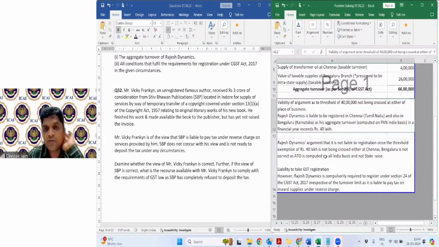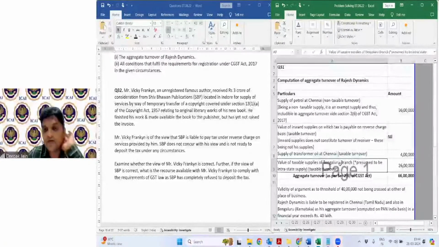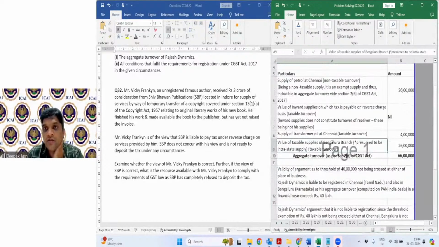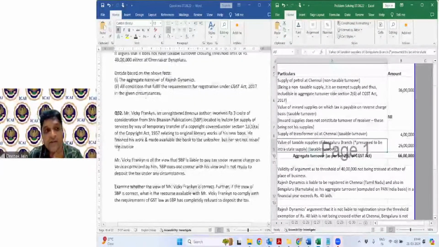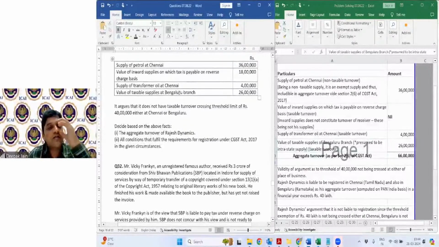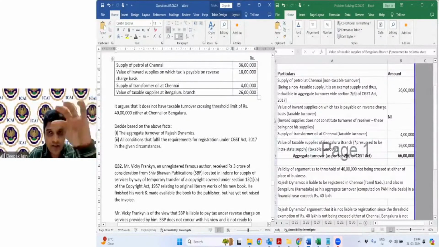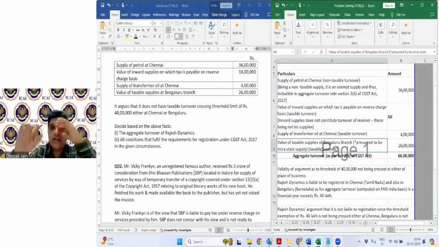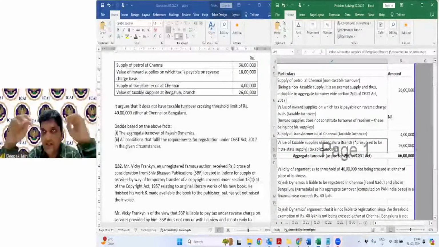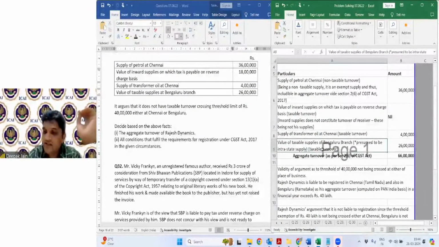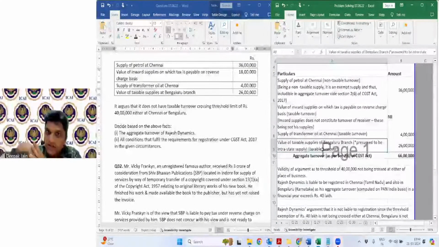Please explain the fourth point. The fourth one, value of taxable supply at Bangalore branch. Now this we are treating as an intra-state supply. The question says the value of taxable supply at Bangalore branch. So they have a branch in Bangalore and the Bangalore branch has made some sales. It is not from Chennai to Bangalore, it is the Bangalore branch's sales itself. So when the Bangalore branch has made some sale, it will be included in the aggregate turnover.